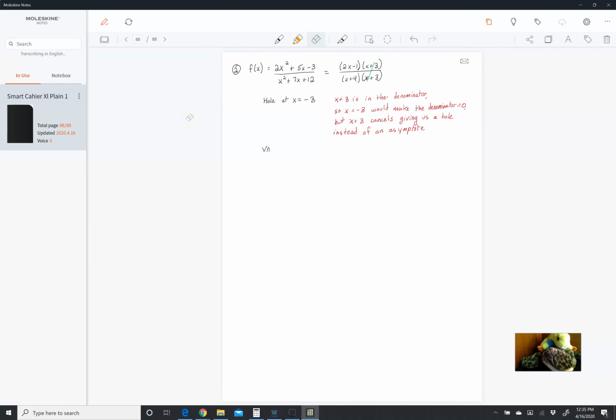Now we still have a vertical asymptote because we still have x plus 4 in the denominator and it doesn't cancel. Okay. So x equals negative 4, it makes the denominator 0, but x plus 4 doesn't cancel.